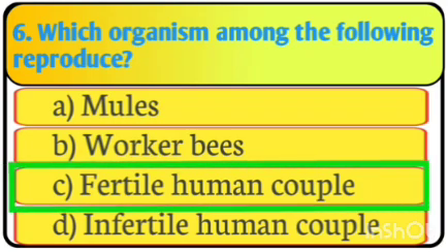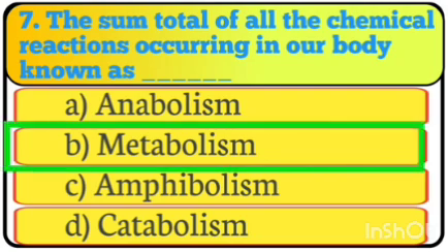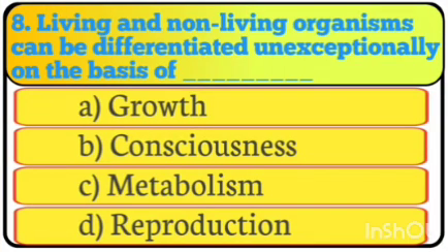Fertile human couple. Next, the sum total of all chemical reactions occurring in our body is known as: A. Anabolism, B. Metabolism, C. Amphibolism, D. Catabolism. Correct answer is option B. Metabolism. Next, living and non-living organisms can be differentiated unexceptionally on the basis of: A. Growth, B. Consciousness, C. Metabolism, D. Reproduction. Correct answer is option D.